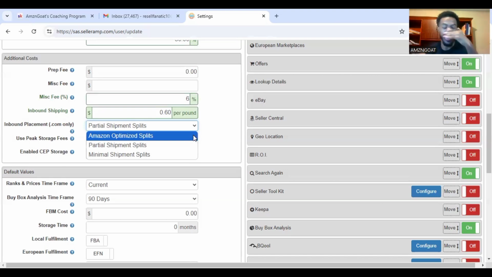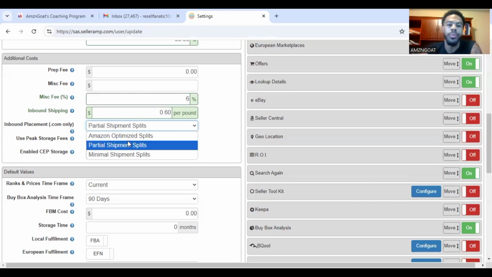So in your SellerAmp settings, unless you plan on sending FBA shipments with all identical boxes, all the same weight, length, width, and height, then maybe you put Amazon optimized splits in there. But the majority of the time, you might have one box that's bigger than the other, or just 2 or 3 boxes of the same size. So you're usually going to have the partial shipment splits option.